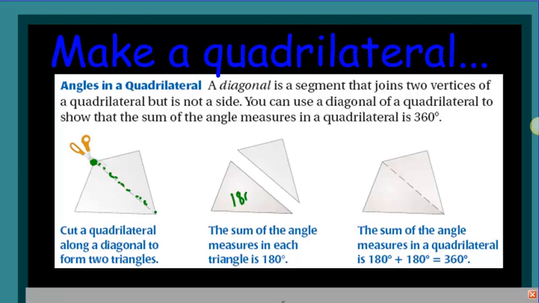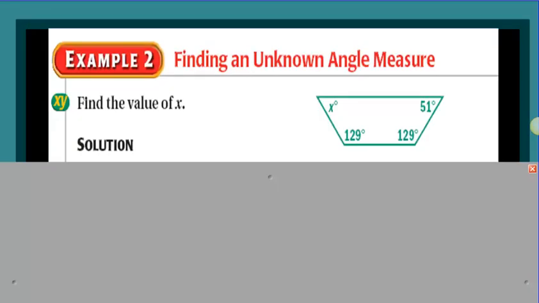We know that there's 180 degrees in a triangle. So if we take 180 degrees plus another 180 degrees, because we made 2 triangles, then we come up with 360 degrees. All quadrilaterals have 360 degrees. Knowing that, we can do this example.